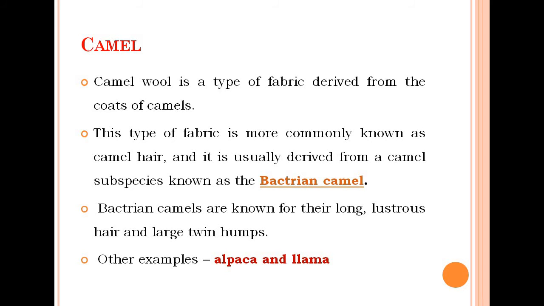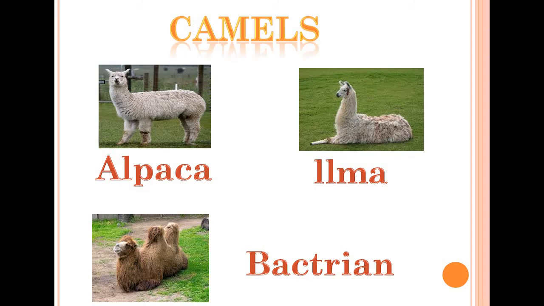What are the other examples of species of the camel family from which we get wool? That is alpaca, llama, etc. Here in this slide you can see the pictures of the different species of camels from which we can get wool. Here this is the alpaca, llama, Bactrian. Actually, Bactrian is a double humped camel.